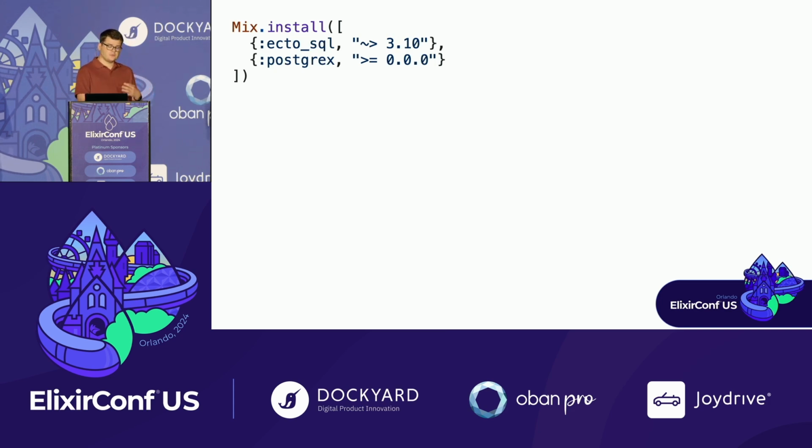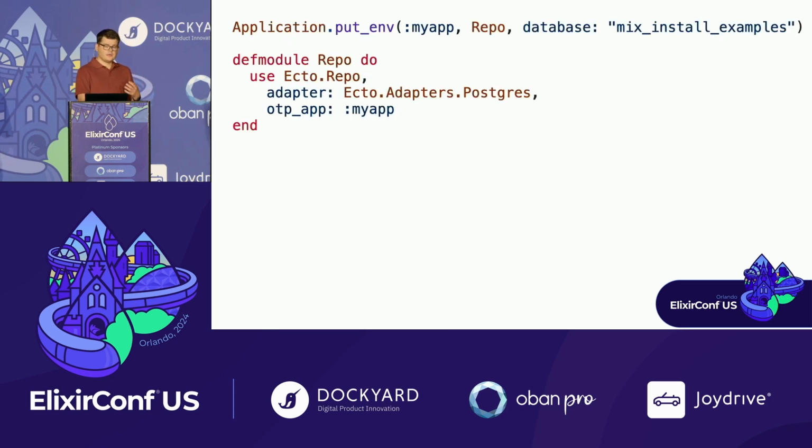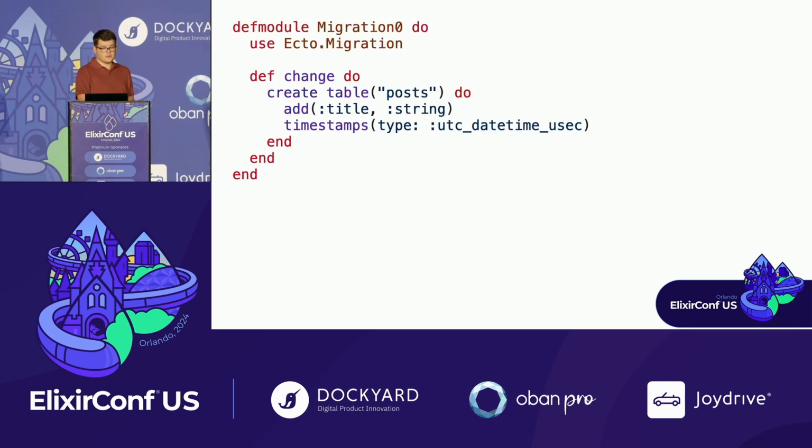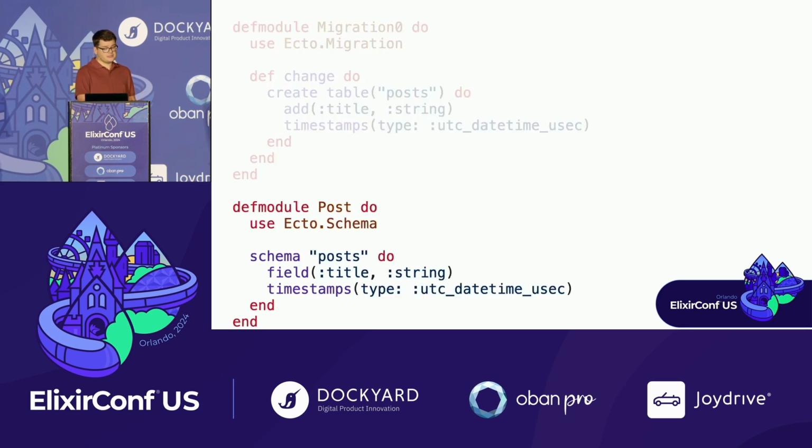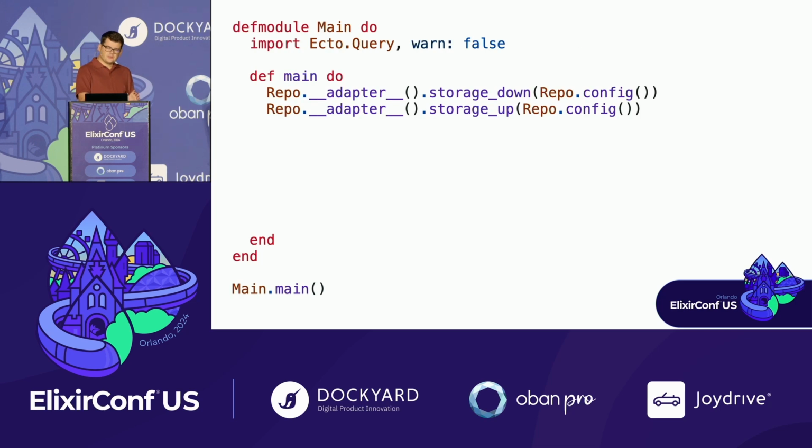In a single file, so we Mix.install Ecto, we can just add some basic configuration, set the database, define repo, define migrations. I usually have just one with a bunch of things. Define Ecto schemas. Just a little bit of boilerplate. So storage down removes the database, storage up creates the database, just to make sure there is no transient state. Always start from scratch.